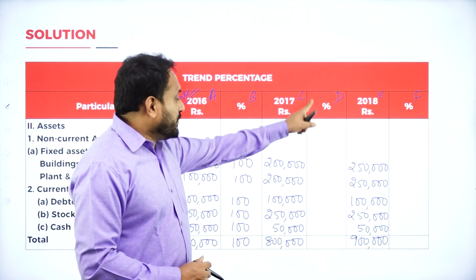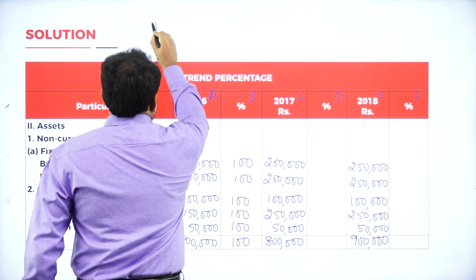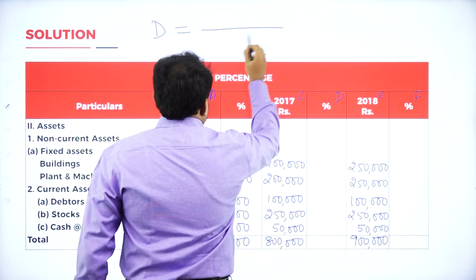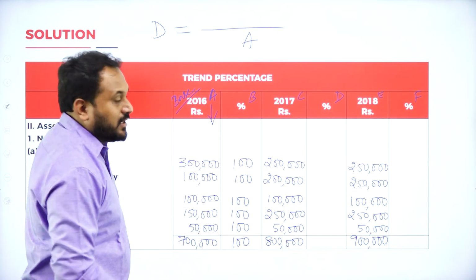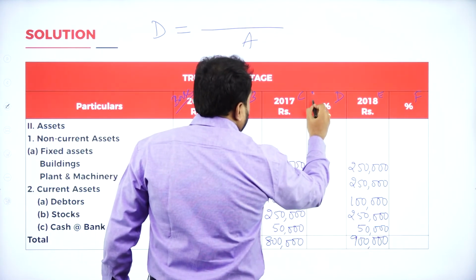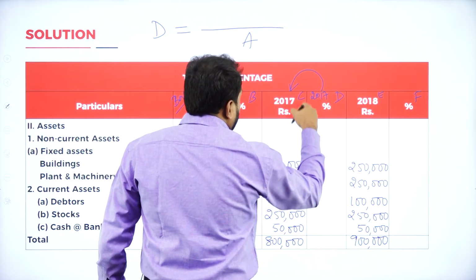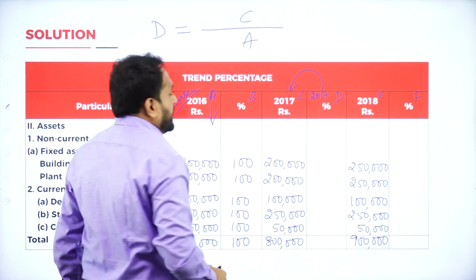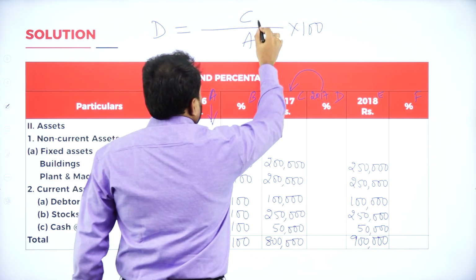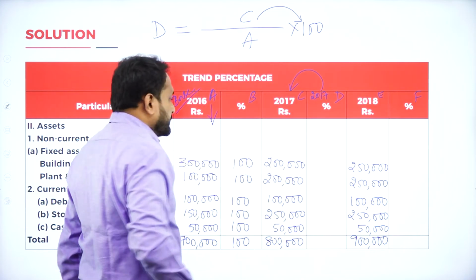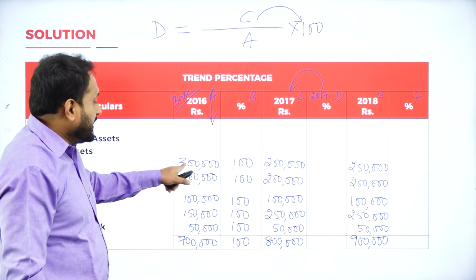Now, we are supposed to go with D. What is the formula for D? We need to know the D trend. Base is A, always the base. Say this is 2017, so I need the 2017 amount. So it is C by A into 100, that is C into 100 divided by A. So it is 2 lakh into 100 divided by 3 lakh.